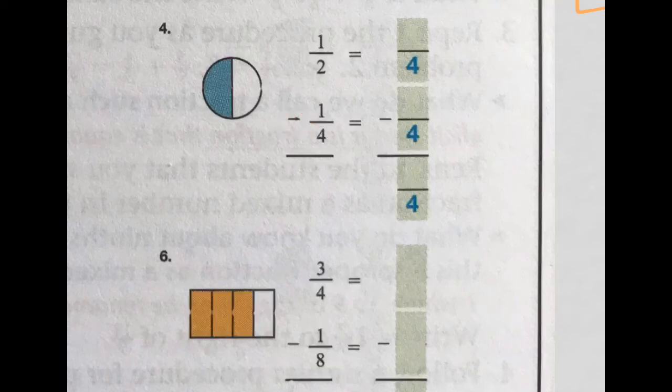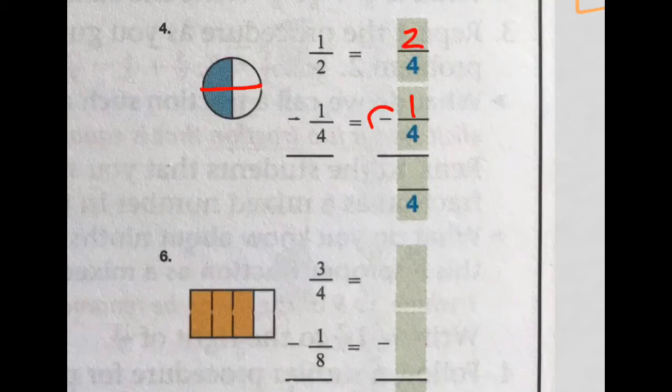So this one already has a 4, so we'll just move that over. Now we need to find the equivalent to this one. This is divided into 2. See it right here, 1, 2. We need to turn it into 4ths. So let's cut that one more time. Now we have 4ths. How many pieces are colored now? Instead of 1/2, now that we have 4ths, it is 2/4.